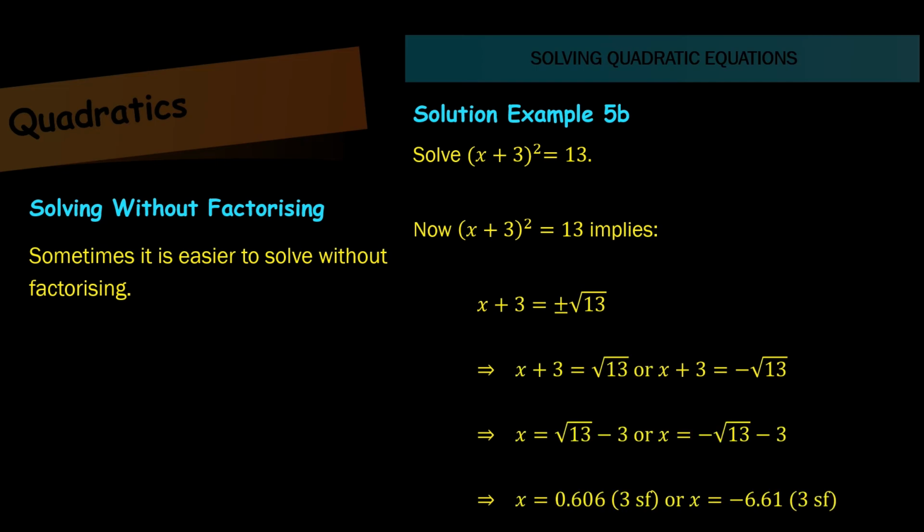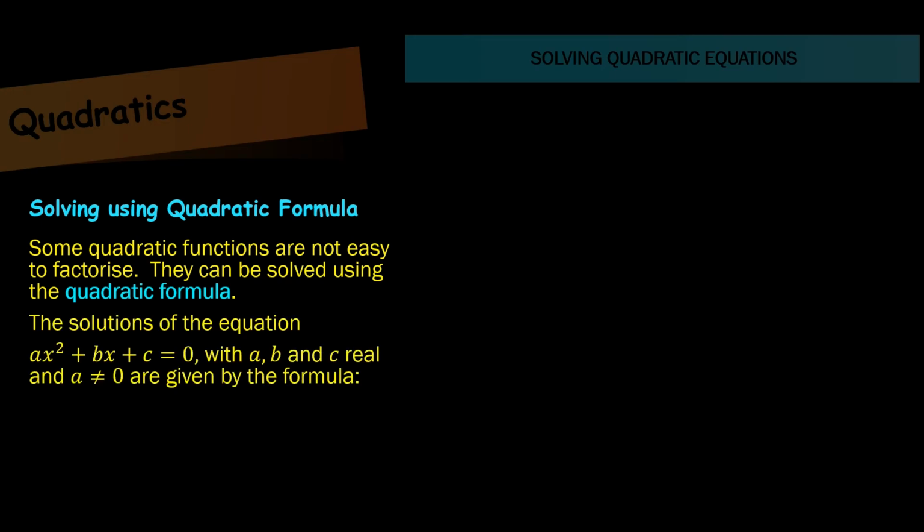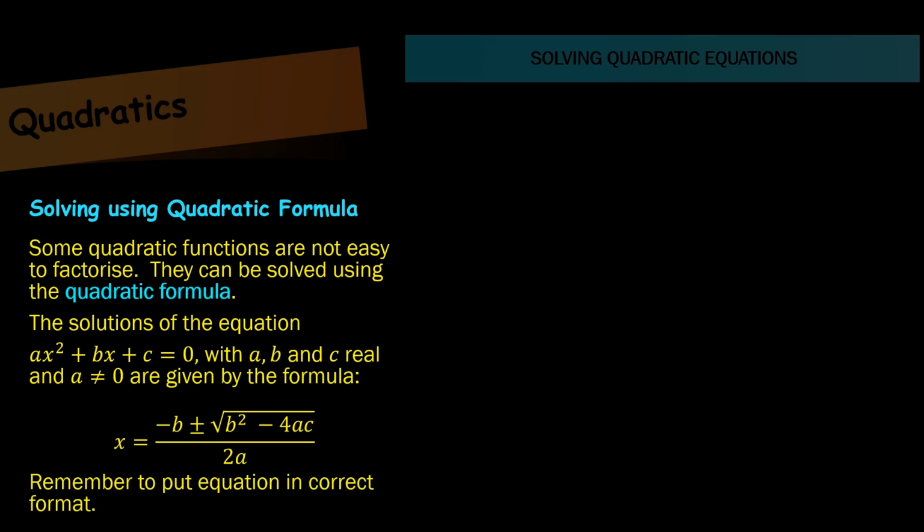Now, some quadratic functions are not easy to factorize. However, they can be solved using the quadratic formula. The solutions of the equation ax squared plus bx plus c equals 0, with a, b and c being real numbers and a not equal to 0, are given by the formula x equals minus b plus or minus the square root of b squared minus 4ac all over 2a. Do remember to put the equation in the correct format before you attempt any questions related to this.